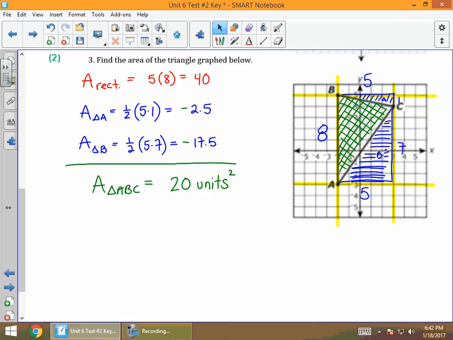I gave you a point for 20 units squared, even if you did the old method, the wrong method. You got the other point if I noticed that you were attempting to do the right method. If you were trying to show the area of the rectangle and then areas of triangles and you were trying to subtract them, that got you 1 point. The other point then was to actually find that right answer.